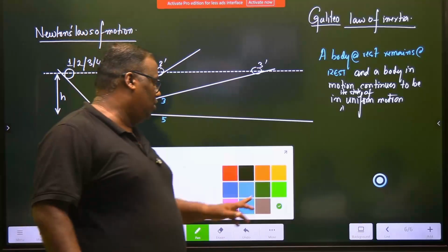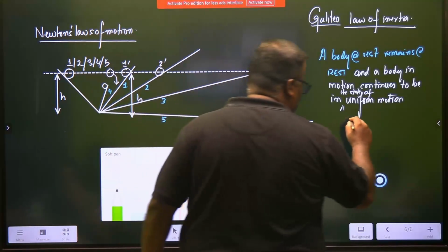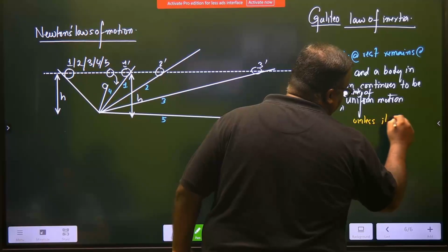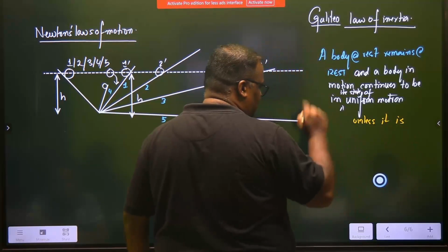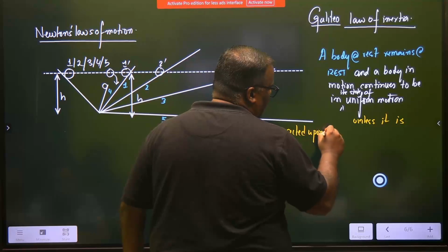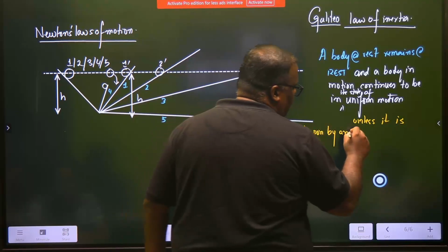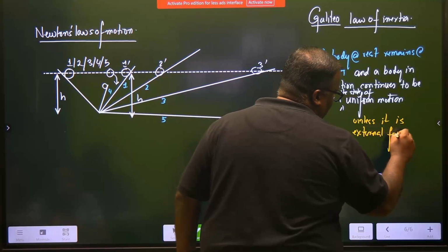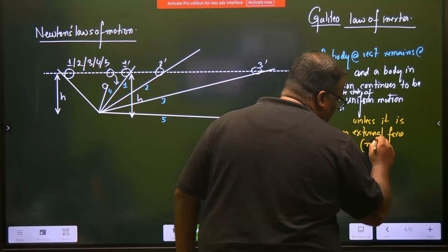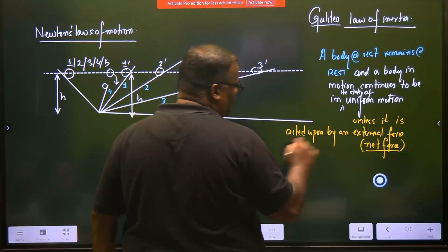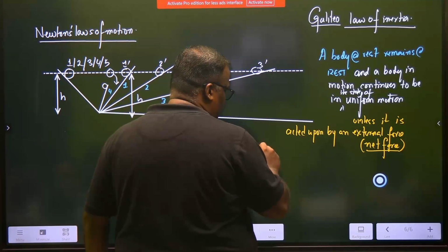Now both the laws have got a criterion. Unless it is, listen, acted upon by an external force. I will keep a word here called net force. Net force. And I'll come to that word to change.